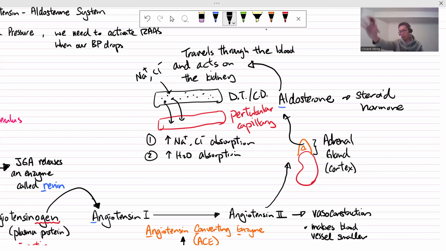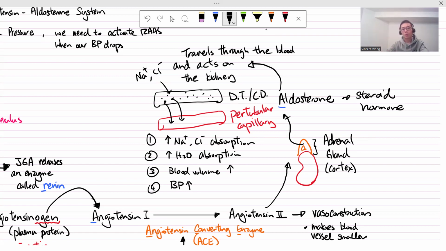Water always goes towards the saltier end, right? So what's going to happen to your blood volume now that you have more water in it? It's going to go up. And when you have more blood volume, your BP also increases.